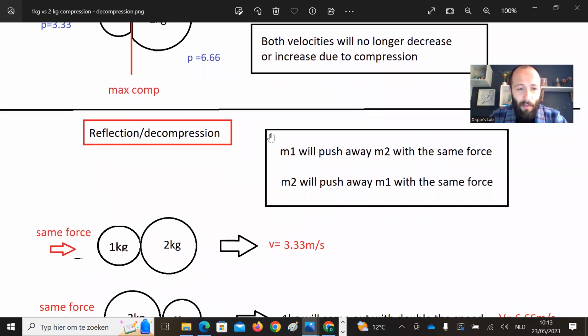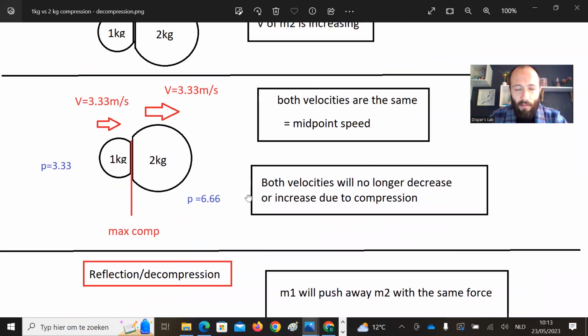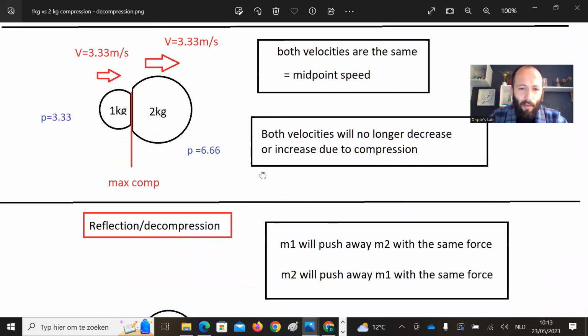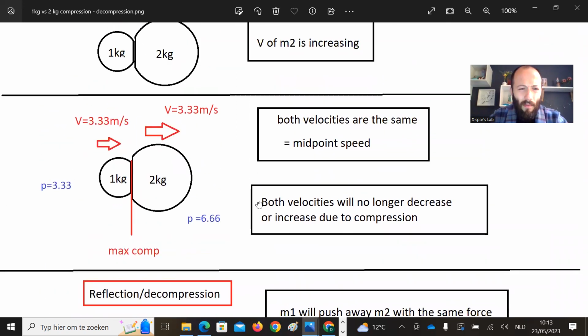The reflection phase, and I admit I have some trouble trying to calculate momentum, it doesn't seem to work out. There's a misunderstanding on my part, I believe. So the compression force equals the decompression force.